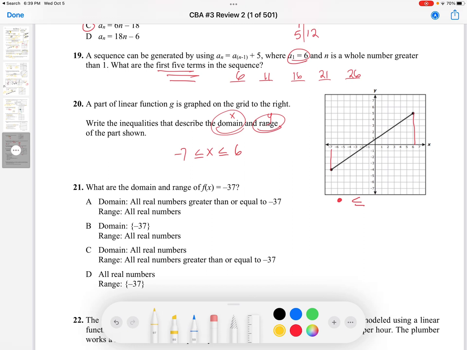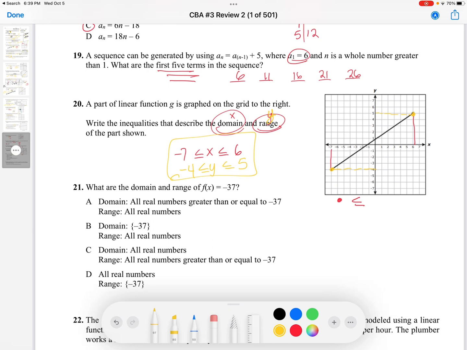Now we do the same thing for y. Put y in the middle, put our less than or equal to signs, and we know that because these are closed endpoints. The lowest y is -4, the largest y is 5, so we write the largest here, the smallest here, and look at that, we have our domain and range.